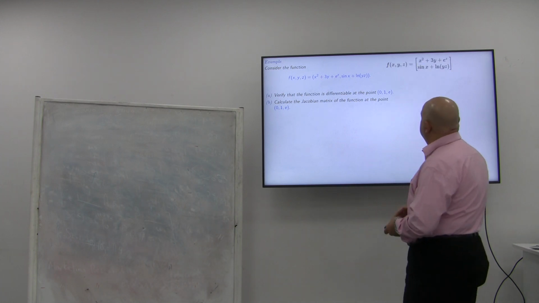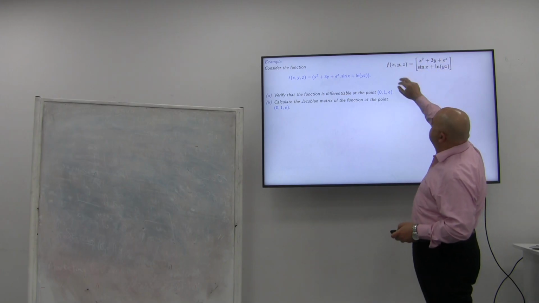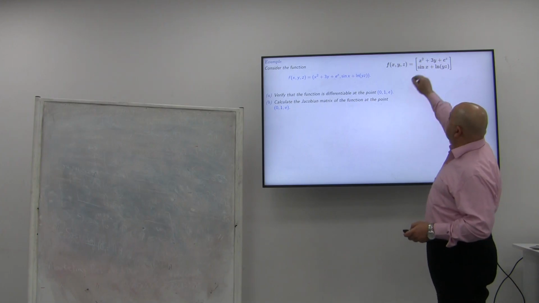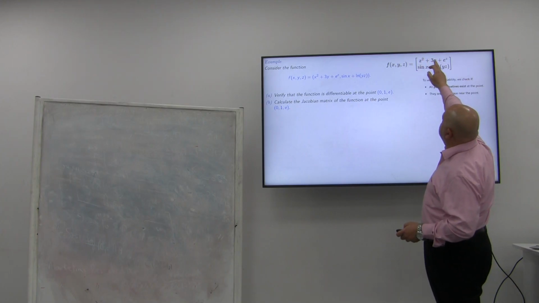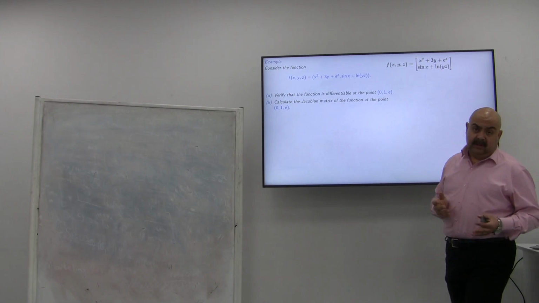This function is mainly formed of two functions, or it will map x, y, and z into two values. The first of them is x squared plus 3y plus e^z. The second is sine x plus ln of y times z.